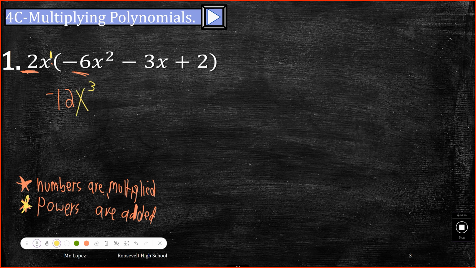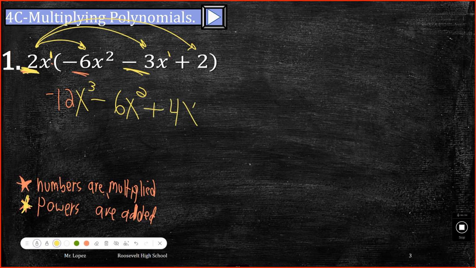Let's do this again. No, that was the first distributive property. The second one, we're going to distribute. Numbers are multiplied. That's a negative 3, okay? It's a negative. A positive times a negative is negative 6, and then x times x, powers are added. 1 plus 1 is 2. Numbers are multiplied. 2 times 2 is what? 4. And just bring down the x because there's nothing to combine it with. That's all, and that is the answer.